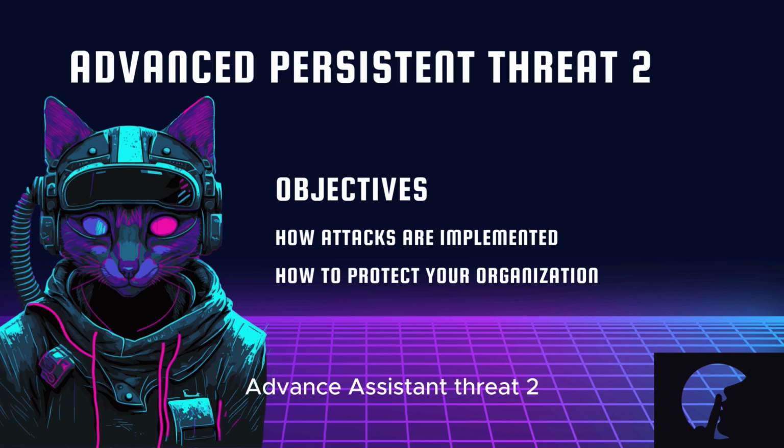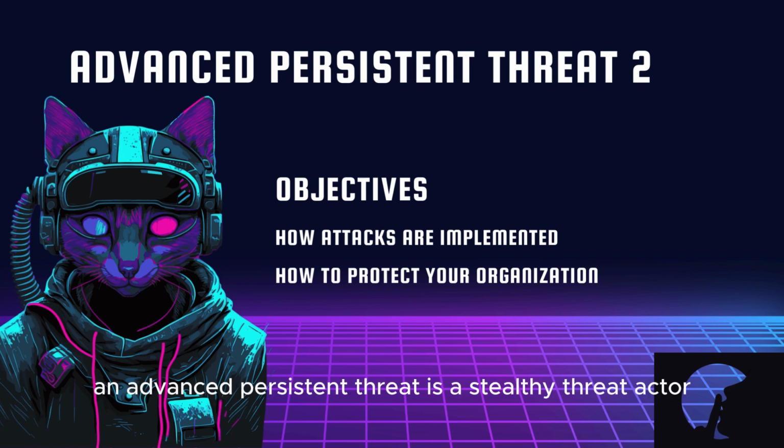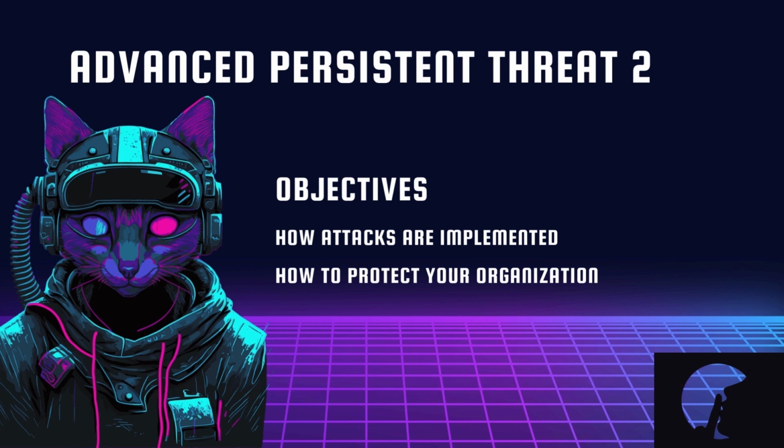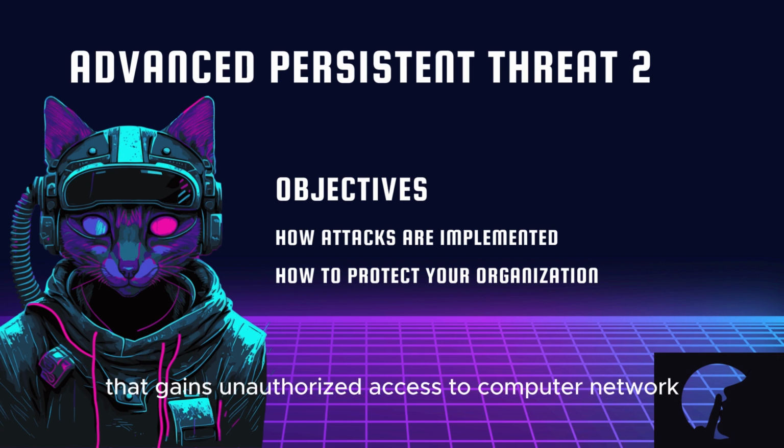Advanced Persistent Threat 2. According to Wikipedia, an advanced persistent threat is a stealthy threat actor, typically a state or state-sponsored group, which gains unauthorized access to a computer network and remains undetected for an extended period.